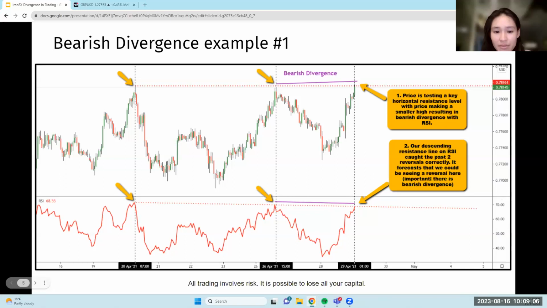Firstly, in this example, we have price making a slightly higher high on our price chart. And then on our RSI, which we are using in this example, it's making a lower high. So you can see RSI is showing us a descending trend line, whereas our price chart is giving us an increasing trend line. At the first point, price is testing a key horizontal resistance level with price making a small high, resulting in bearish divergence with RSI. Since at point number 2, our descending resistance line on RSI caught the past two reversals correctly, it forecasts that we could be seeing a reversal here.